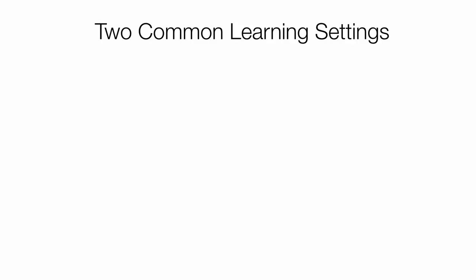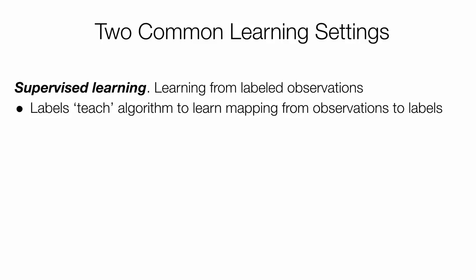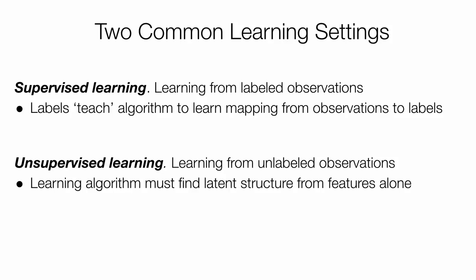Now let's consider the two common learning settings that we'll be focused on during this course. The first setting, called supervised learning, involves learning from labeled observations. The idea here is that the labels teach the algorithm to learn a mapping from observations to labels. In contrast, in unsupervised learning, we're forced to learn solely from unlabeled observations. And here, a learning algorithm must find latent structure in the features alone.